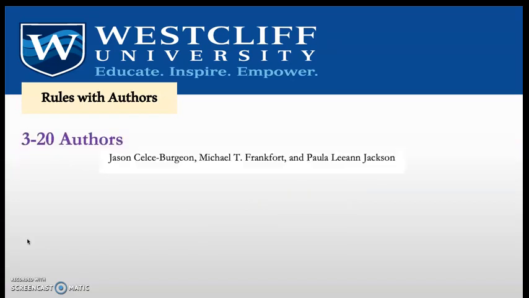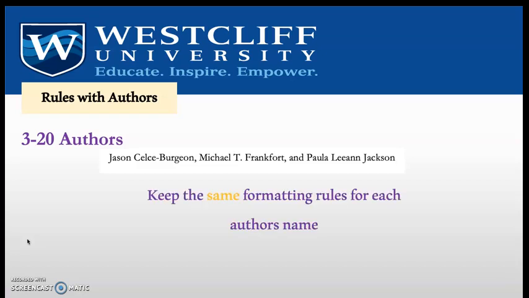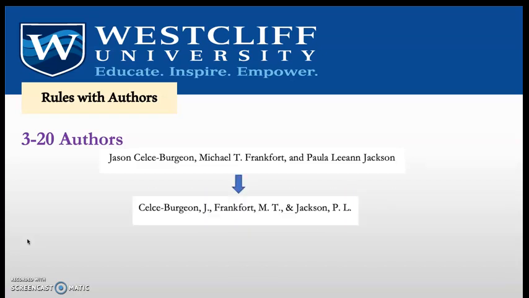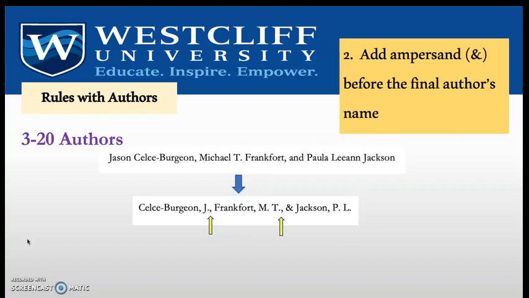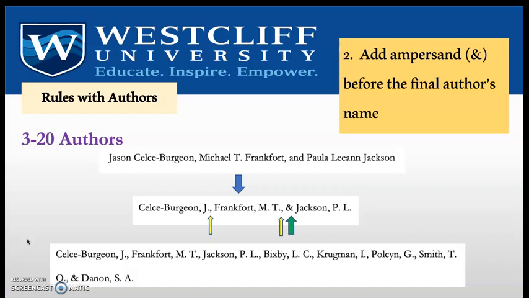If you have 3 to 20 authors, you're still doing the exact same thing. And it would look like so. So I have the last name followed by the first initial, and now I am incorporating a comma after each set. Okay, so after each author's information, you are separating them with that comma, and the ampersand comes before the final author's name. Even if I have a plethora of authors, I do the exact same thing. I separate them all by that comma after their initial, and then the ampersand comes before the last one on the list.